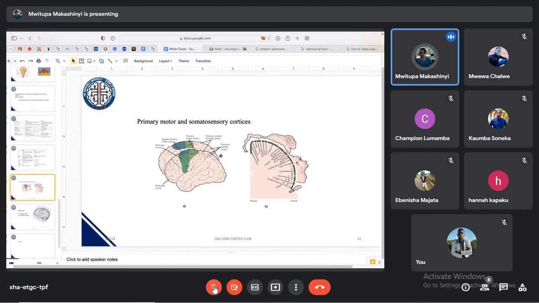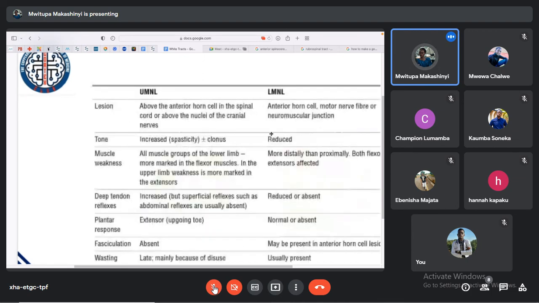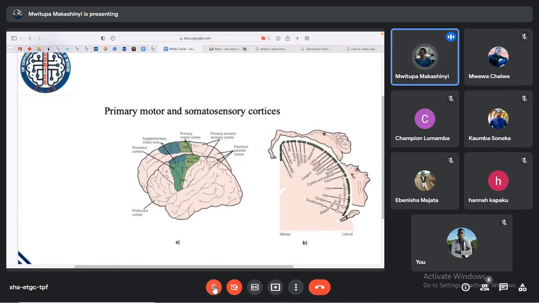All right. So we're going to now talk about the primary motor and primary somatosensory cortices. The primary motor cortex is where the origin is for most of the nerves which carry motor information. Let me zoom in a little bit. So the organization is like this. Remember I said that in this neuroanatomy series, we've had to learn to think three-dimensionally.